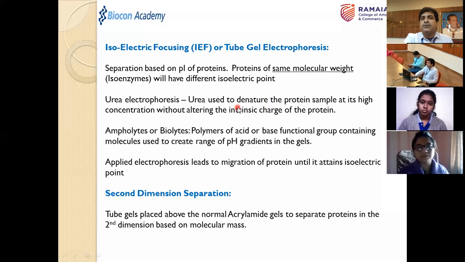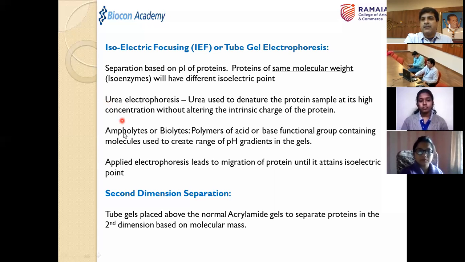Sorry. So you use urea to denature the protein, but it will not alter the intrinsic charge. The intrinsic charge will not be disturbed because of the urea. But I told you that SDS, when you add it, imparts a uniform negative charge, correct? So that effect you will not see when you use urea. And that is the tube gel electrophoresis, the first dimension electrophoresis.